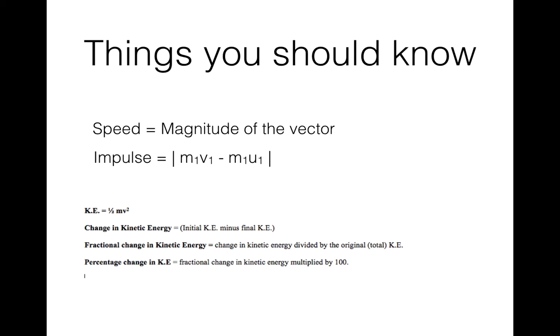The fractional change in kinetic energy is the change in kinetic energy, which is calculated from the step above, divided by the kinetic energy before. And remember, the kinetic energy before is a half m1u1 squared plus a half m2u2 squared. And then finally, the percentage change in kinetic energy is the step above again, so it's the fractional change in kinetic energy just multiplied by 100 over 1. You're basically just converting a fraction to a percentage, and you do that by multiplying by 100.